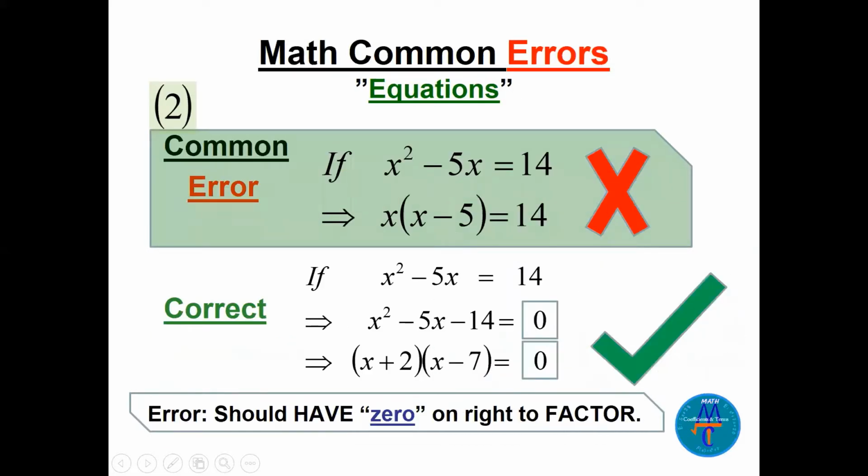Another mistake we can see in the equations. If we have x squared minus 5x equals 14, for example, that's an equation, and we can factor x as a common factor, x times the bracket equals 14, but then we cannot continue solving this equation. You have to bring the 14 to the other side to make it 0. So this is completely wrong, and this one is the correct one. Factor it or use the quadratic formula. You have to have 0 on the right side.